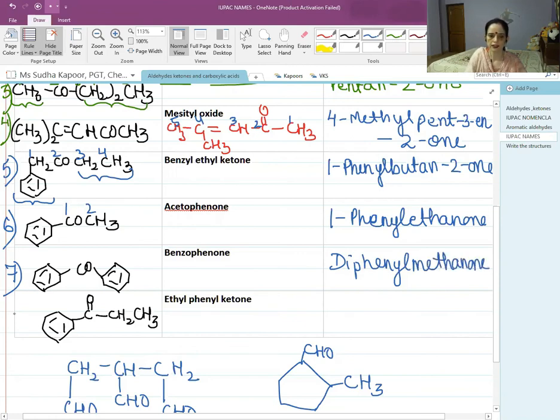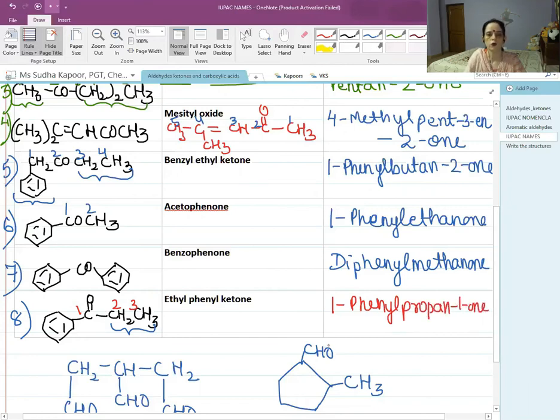Okay, now the eighth. On one side it is ethyl, and on the other side it is phenyl. Phenyl and ethyl are present, and the center is CO, ketone: ethyl phenyl ketone. But when we give the IUPAC name, we have to follow the rule of the lowest number. So it becomes 1-phenylpropan-1-one, with the ketone at the first position, propane 1, 2.